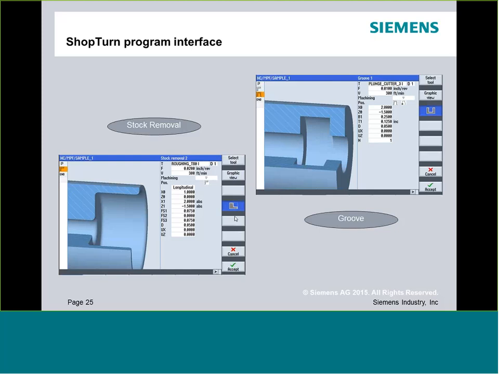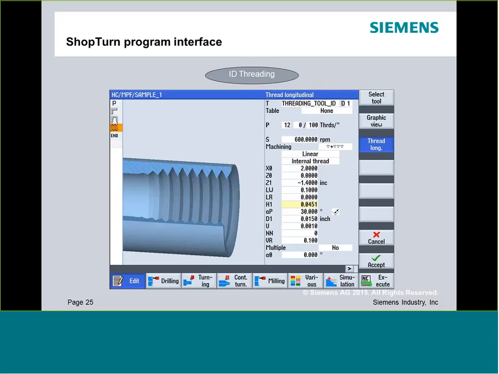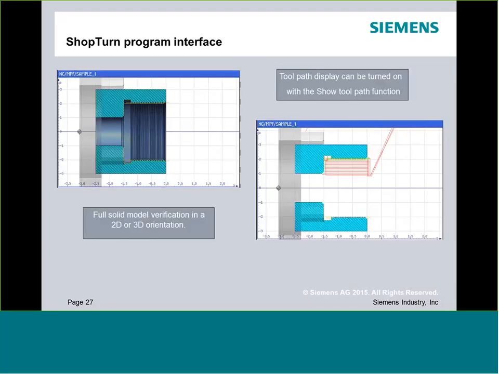We'll do the same thing for grooving. Once we have the grooving done, then we're going to go back and take a look at threads, and we're going to build a physical ID thread. And then once we do everything, certainly we'll get a chance to use our simulation.